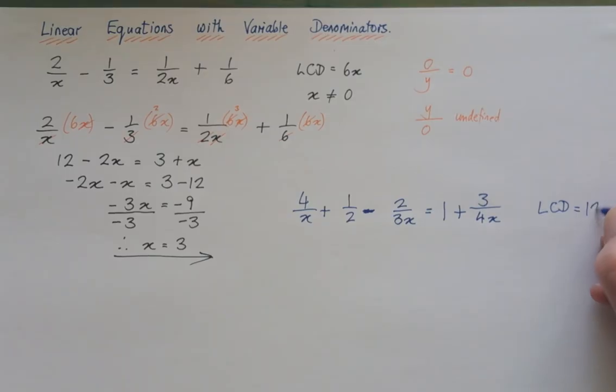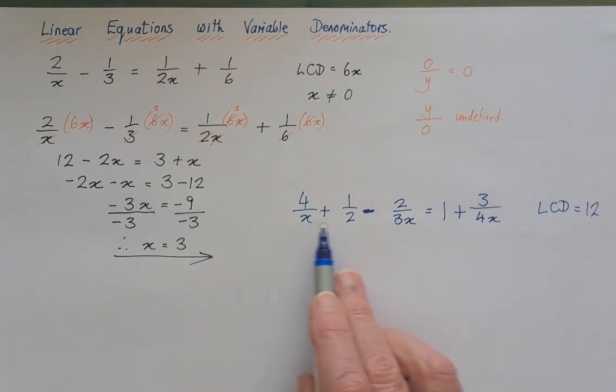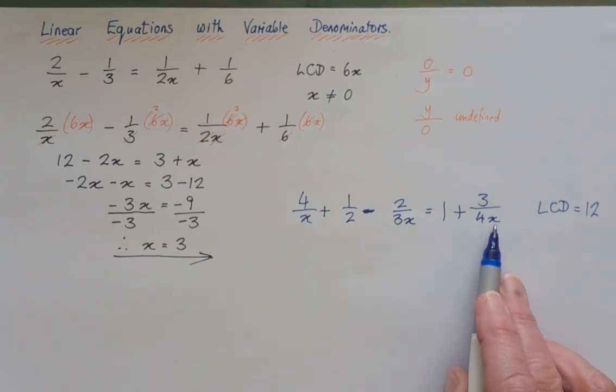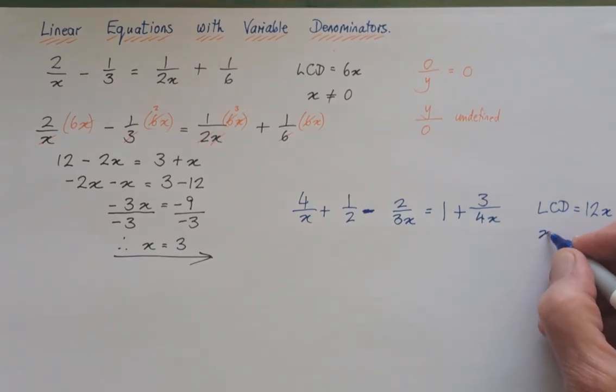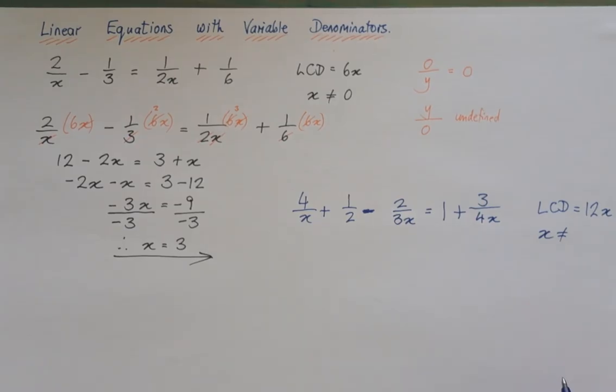So we have 12. And then we need to look for the highest exponent, the highest power of x. And all of them are x to the power of 1. So my LCD is going to be 12x to the power of 1. Remember then, find out what x is not allowed to be equal to because it is in the denominator. And again, 12 times 0 would make it 0. So x is not equal to 0.